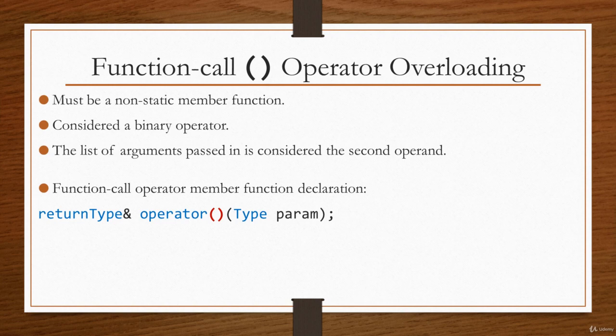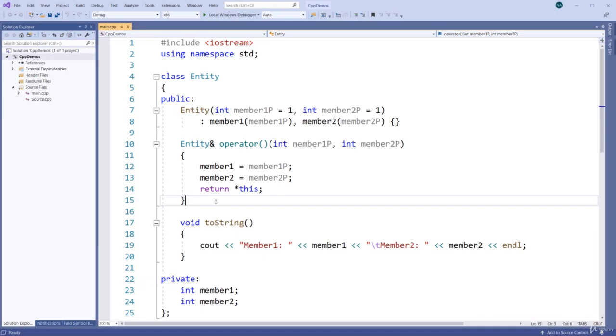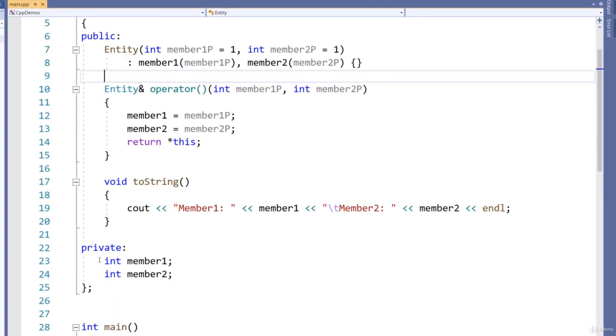The return type is going to depend on what you want to do, but then we have operator, the parentheses, and then again parentheses, followed by the formal parameter list. A quick example in Visual Studio using the entity class again. In the private section you can see we have two members, member 1 and member 2. Again, this is just a high level example.